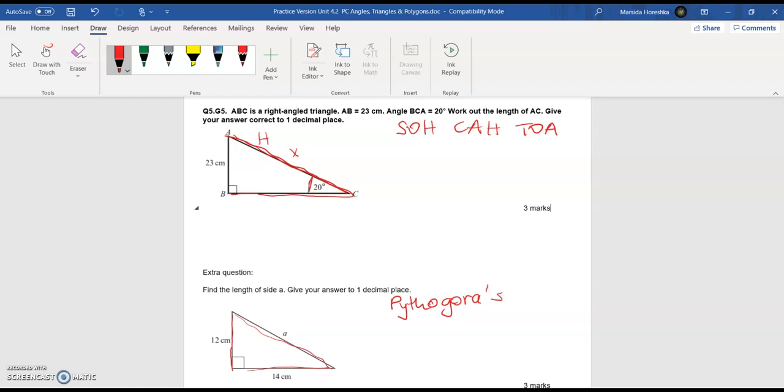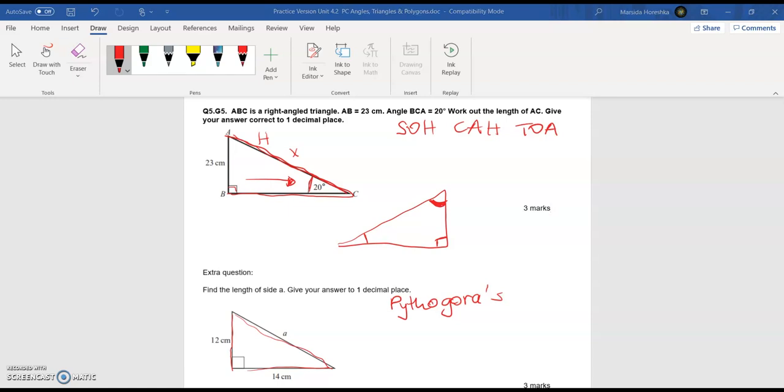Now, which one is the opposite? Which one is the adjacent? So they all relate to this angle here, which is the 20 degree angle, which is opposite the 90 degree one. It doesn't matter where it is, it could be on the other side, like shown in here. It could be one here as well. And it doesn't really matter, but it's not the 90 degree angle that we're talking about.